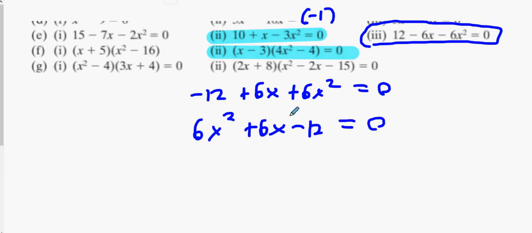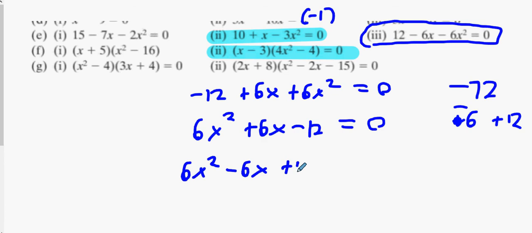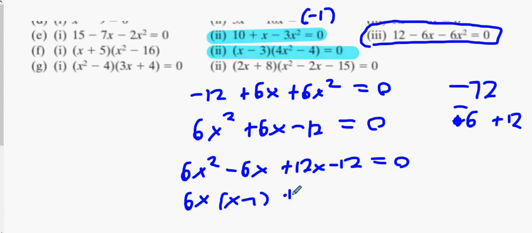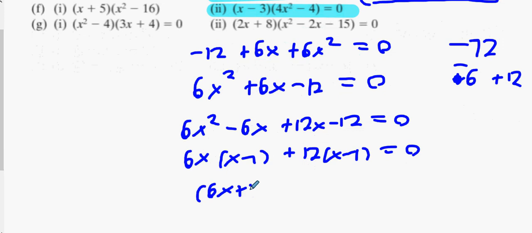So, here's what we're gonna do. 6 times minus 12, minus 72. Two factors that multiply to give me minus 72, but have a difference of 6. Minus 6 and plus 12. Alright, grand. 6x squared minus 6x plus 12x. Look at the trek it is compared to what I did earlier. 6x into x minus 1 plus 12 into x minus 1 equals 0. 6x plus 12 into x minus 1.